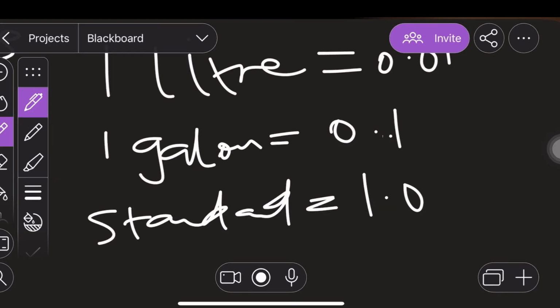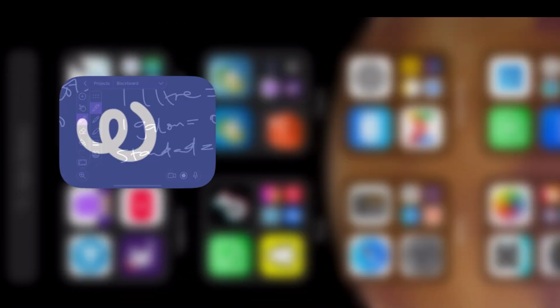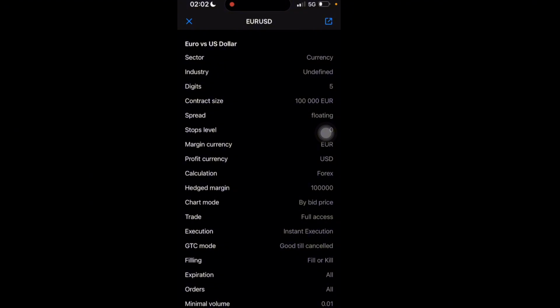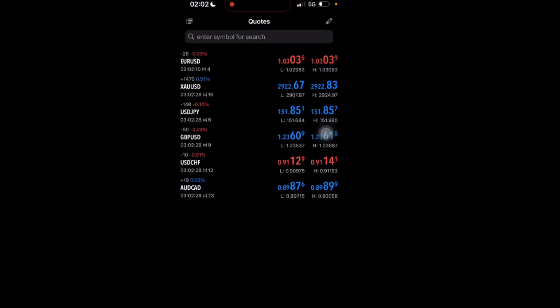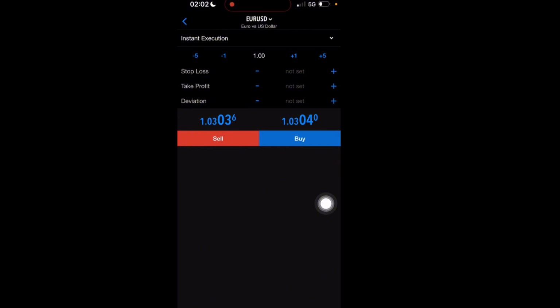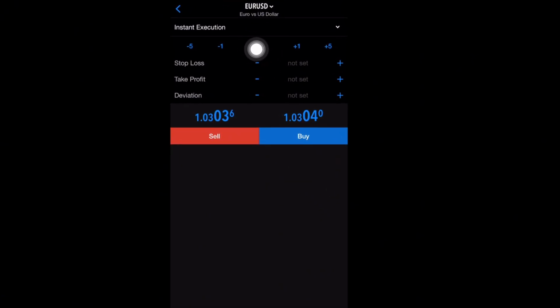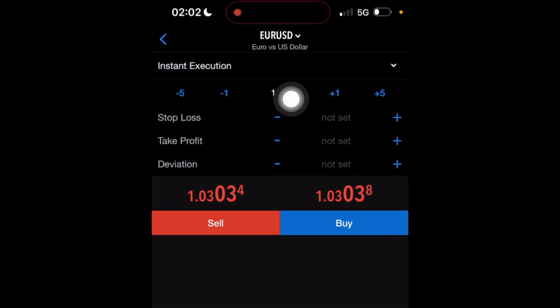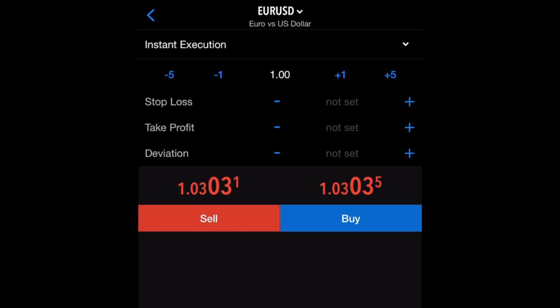So let me show you where to find this in your MetaTrader. MetaTrader 5 is similar to MetaTrader 4. When you click on any currency you want to trade, let's say in this example EUR USD, you see this option pop up, Trade. Click on it, and this point here is the lot size. So this is the volume to buy or sell. I'm in a demo account, so I can practically show it right now.